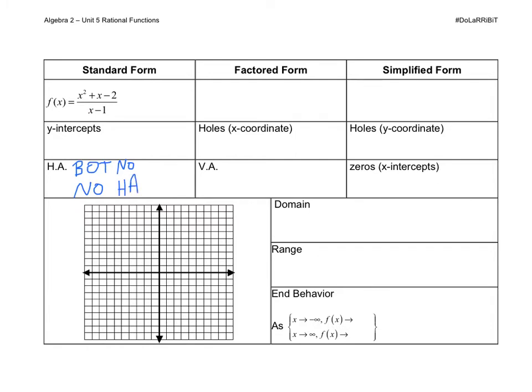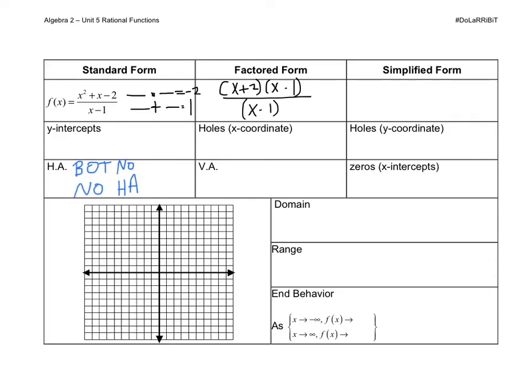Okay. Now, in order to find the rest, we have to go ahead and factor the top. So you have to think of 2 numbers that multiply to give me negative 2 and add to give me 1. And these 2 numbers are 2 and negative 1. So I'm going to put x plus 2 on top and x minus 1 over x minus 1. I cannot factor that, so I'm going to keep it the same.